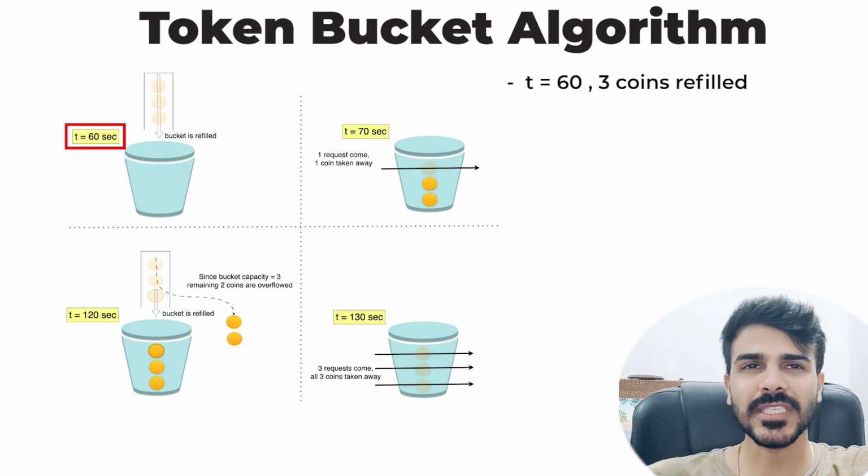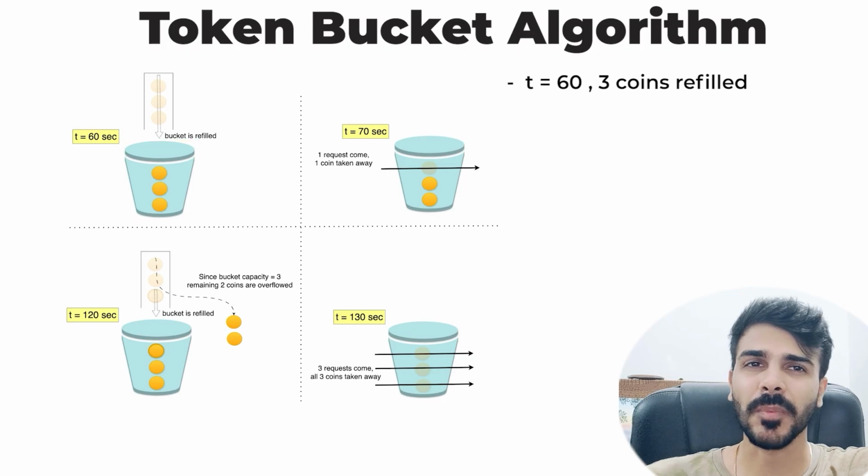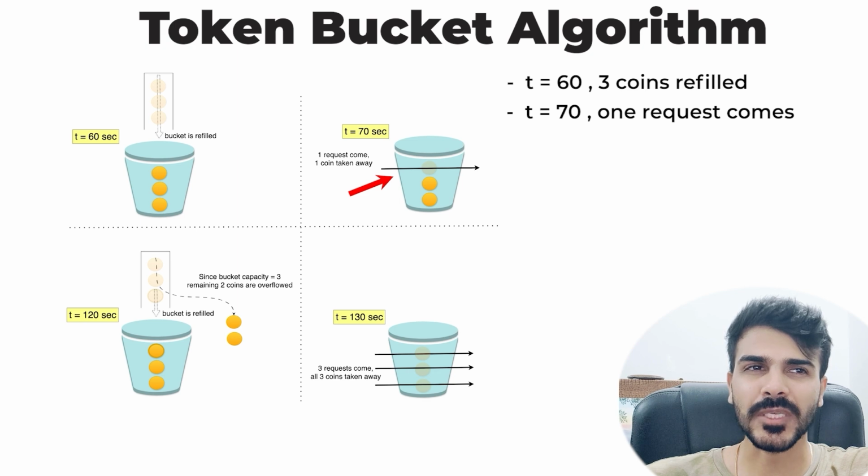At t equal to 60 seconds, 3 coins are refilled back in the bucket. So our bucket is full and contains 3 coins. Let's say there is one request coming at t equal to 70. Would it be passed through or would it be rate limited? It would be passed through. Why? Because we have a sufficient number of coins in our bucket for this request. This is just one request and it needs just 1 coin, and therefore it consumes that coin and passes through the bucket.